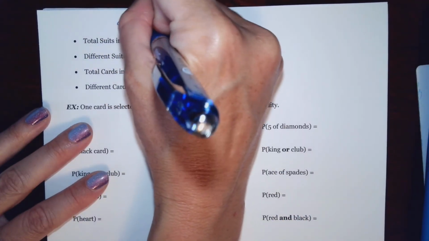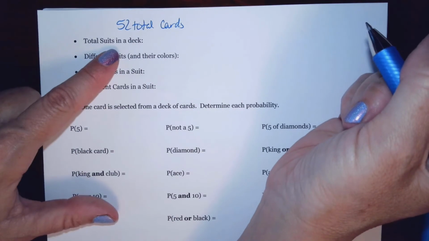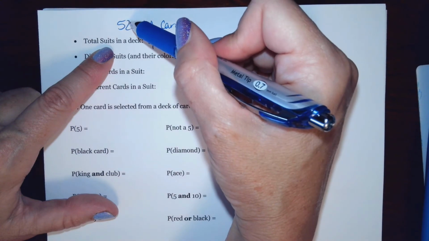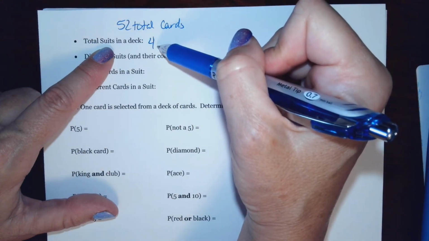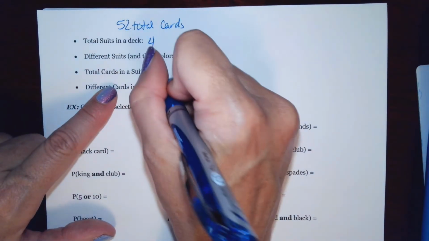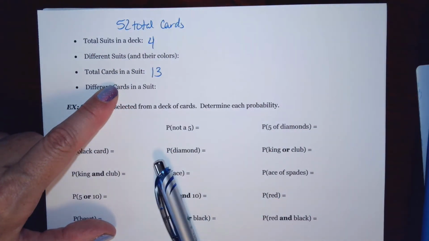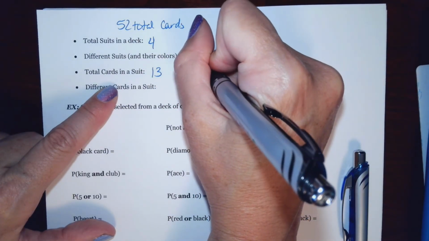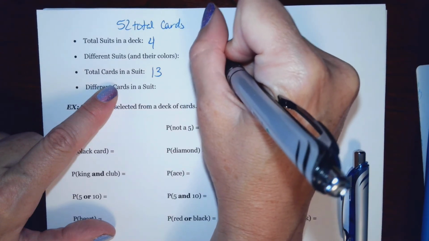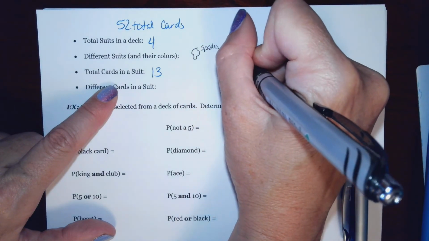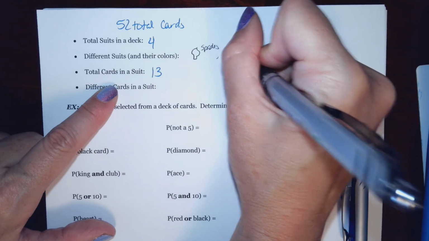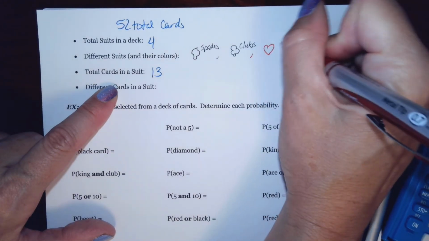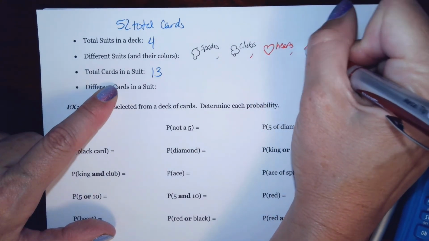52 total cards. And in those standard decks, there are 4 different suits or pictures. So I'm dividing the 52 cards up into 4 equal suits. That means there's going to be 13 cards in a suit. Well, what do those suits look like? There are 2 black spades, and I am not an artist. Spades are black, and clubs are black. It's like a little 3-leaf clover. Spades and clubs are black, and hearts, that one's easier, and diamonds are red.